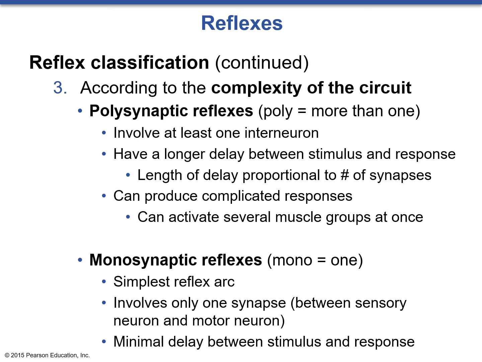A polysynaptic reflex simply means that there's going to be at least one interneuron. There's more than one connection. These typically have a longer delay between stimulus and response because the more synapses there are, the longer the delay is going to be. And this means a polysynaptic reflex can produce a complicated response and activate many muscle groups, as we'll see with the crossed extensor reflex.